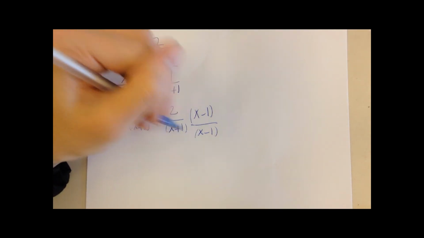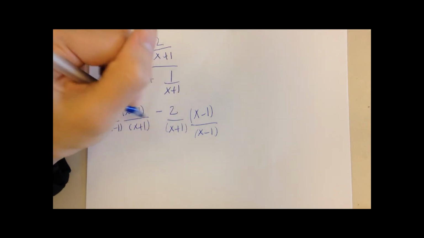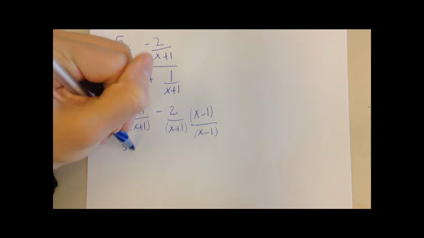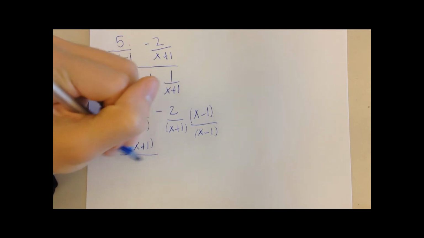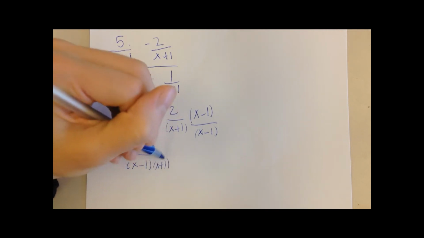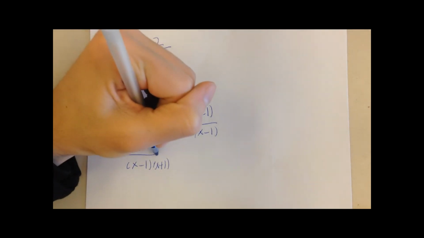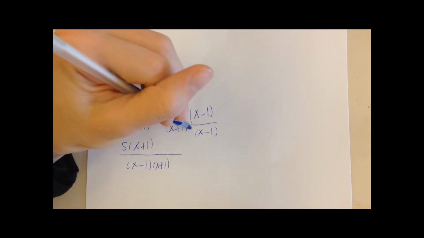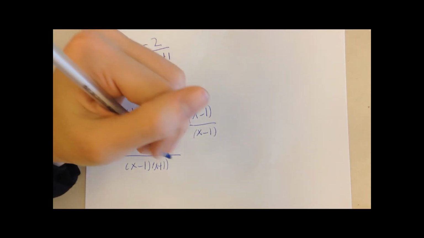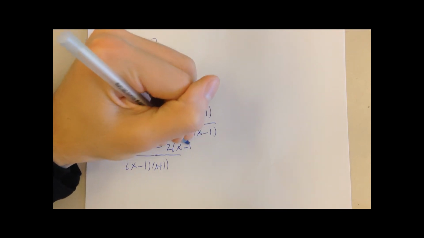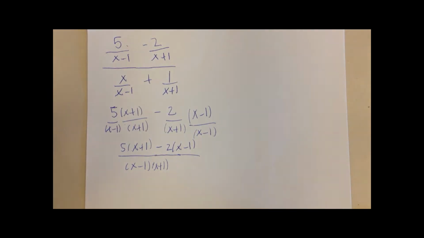And so now we basically just multiply these out, and so we get 5 times (x plus 1) over (x minus 1)(x plus 1). And you'll notice, since these two fractions have the same denominator, we can just combine them into one. So that's going to be minus 2 times (x minus 1). And that's our top piece.